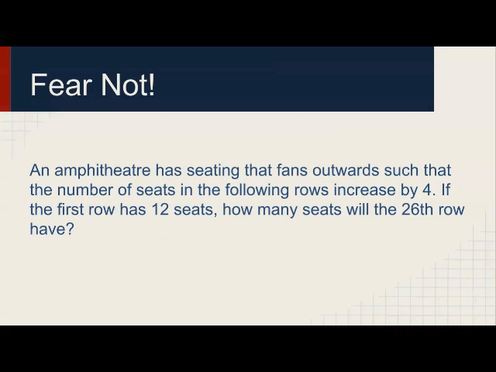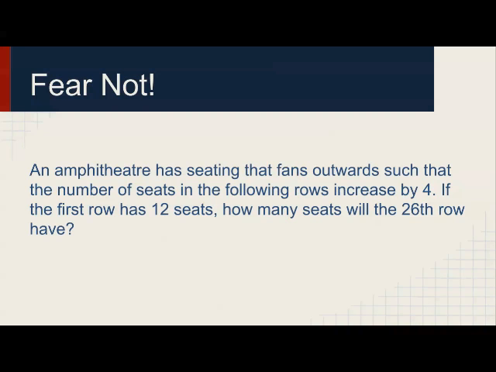An amphitheater has seating that fans outward such that the number of seats in the following rows increases by 4. If the first row has 12 seats, how many seats will the 26th row have? Now, the initial response in a lot of people would be to start adding 4 seats about 26 times. But I'm here to tell you that there is a much faster and much easier way to do that.